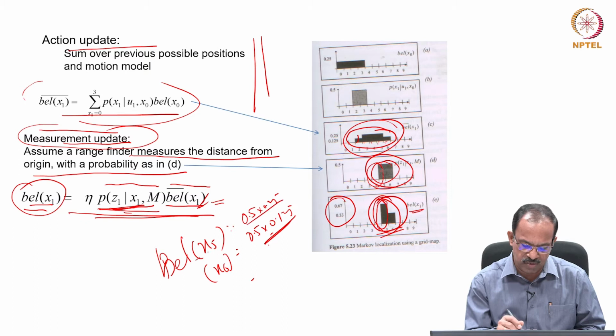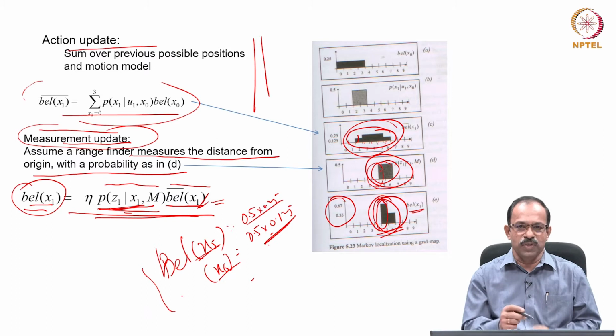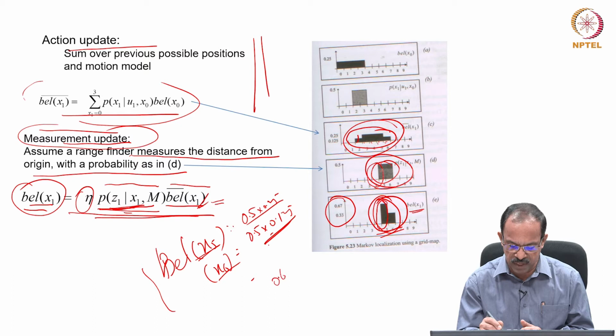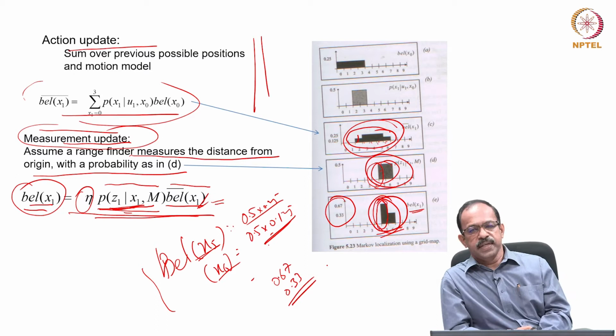Now, if you add these two, it will not become 1. So, we need to have the total probability equal to 1. So, if you use a multiplication factor, normalizing it, you will get 0.67 and 0.33. So, that is the way how you get the probability the robot is at 5 or 6.